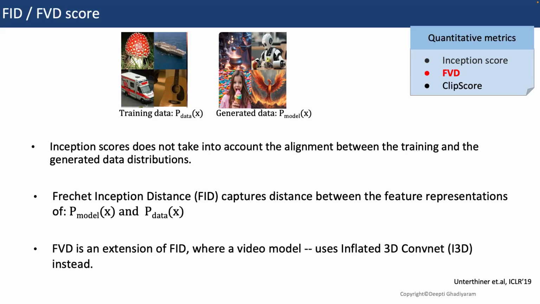This again was introduced during the GAN era, and this was a proxy for how photorealistic the generated data distribution is, or how close this distribution is to the real world data. FVD is an extension of FID. So FID is an image-based metric, and FVD is an extension where we use a video model, which is an inflated 3D coordinate instead of a 2D coordinate.